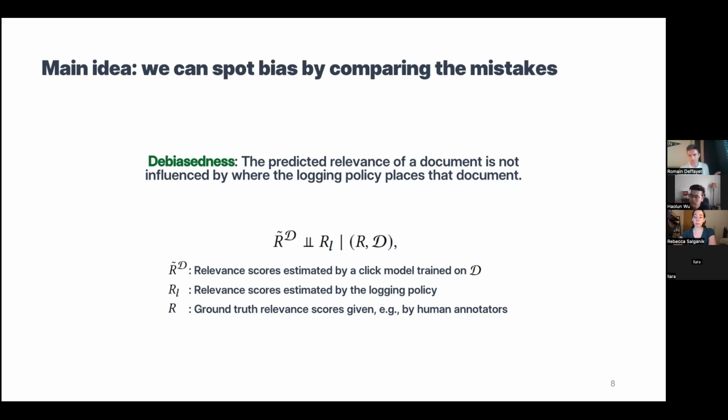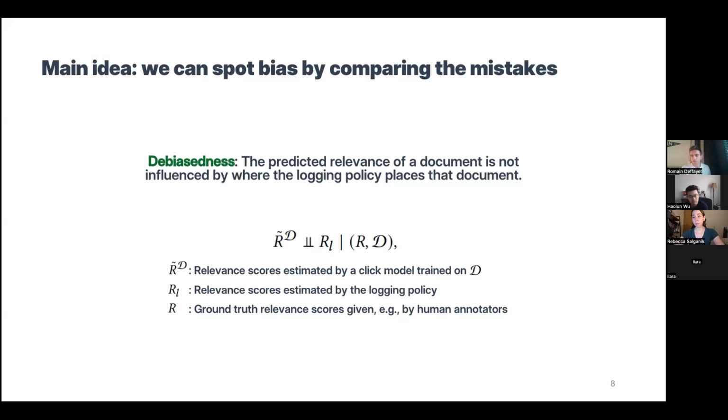What you have to do is to compare the mistakes. If two students make the same mistakes every time, then there is definitely something fishy going on. And this is exactly the idea here. If every time the logging policy was suboptimal, the click model also makes the same mistake, then there is something wrong. And so it means that it has not debiased the data in that sense. So this is why we call it debiasedness.